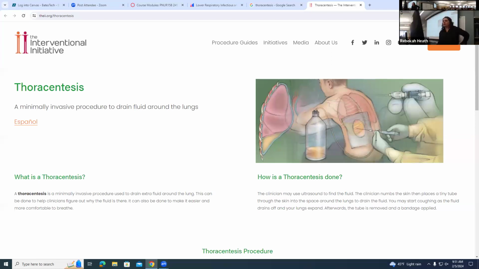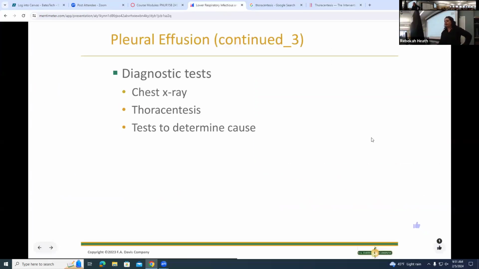Okay, so now we know what thoracentesis is. There we go. All right, so where did my clicker go?